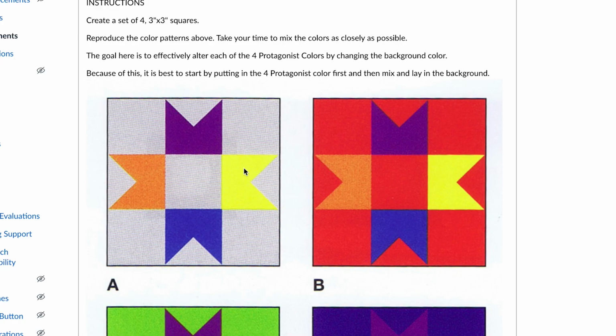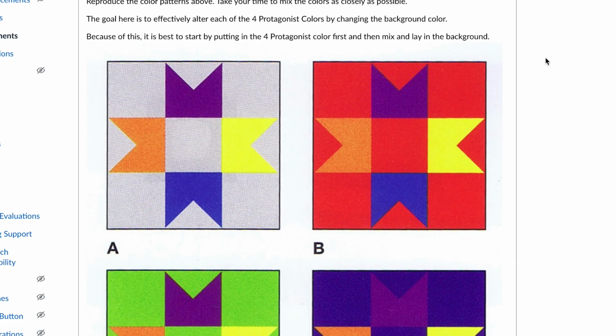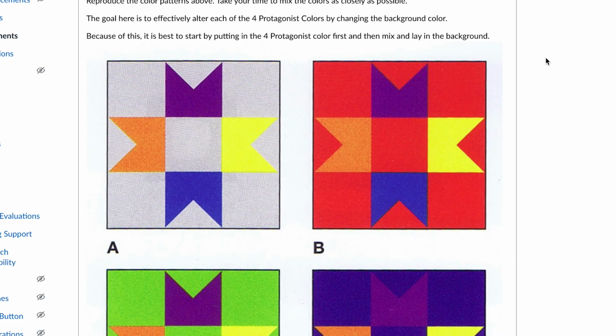So I want you to create a set of 4 3x3 squares, reproduce the color patterns here, take your time, mix the colors as closely as possible. The goal here is to effectively alter each of the four protagonist colors, violet, orange, blue, and yellow, by changing the background color. Because of this, it is best to start by putting the 4 colors on first, and then mixing the background, and then laying that in afterward to see if you can change it.